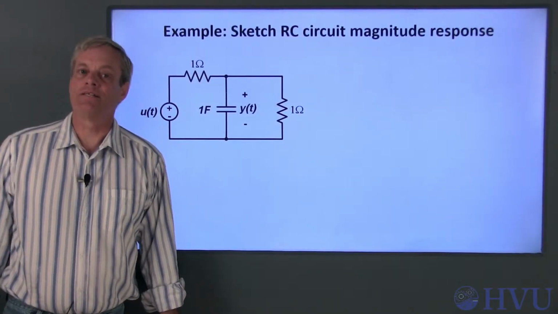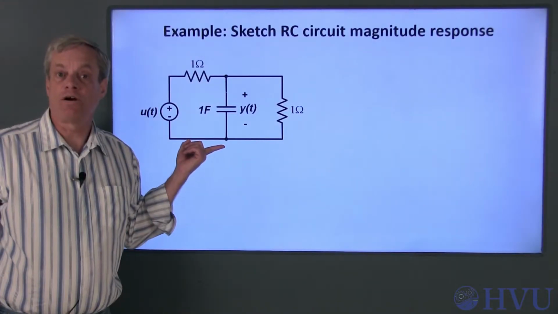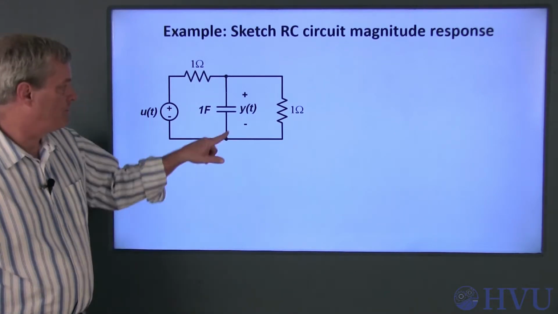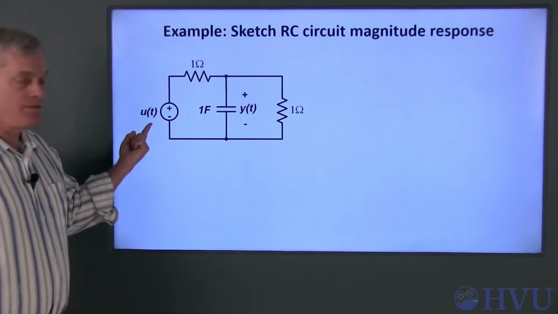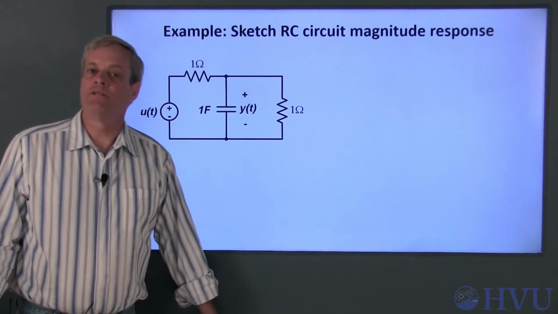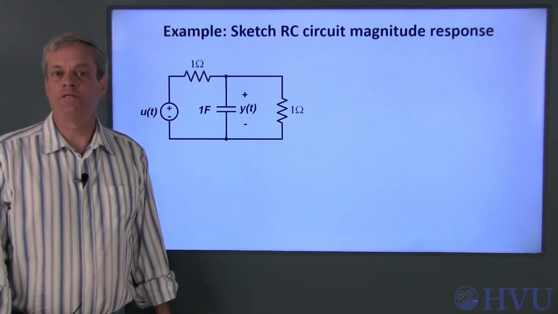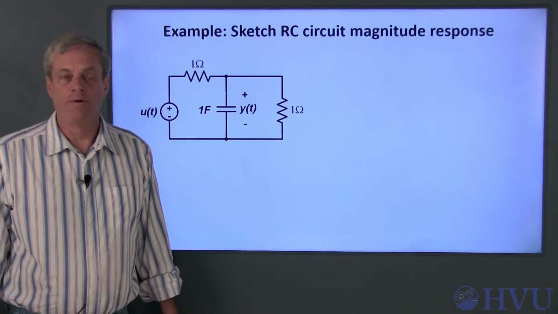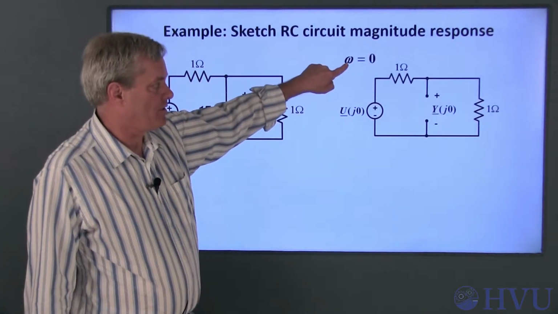In this example, I'll sketch the magnitude response of this RC circuit. The output is the voltage across the capacitor, and the input is this voltage source. We can determine the high, low, and cutoff frequencies using the shortcuts we learned earlier. First, let's look at omega equals 0.